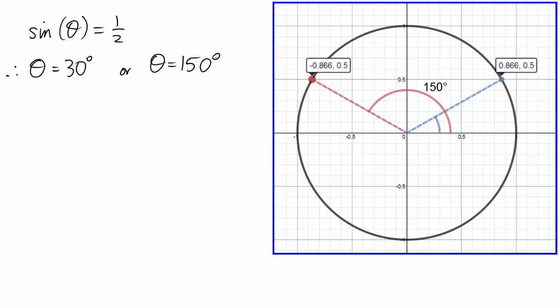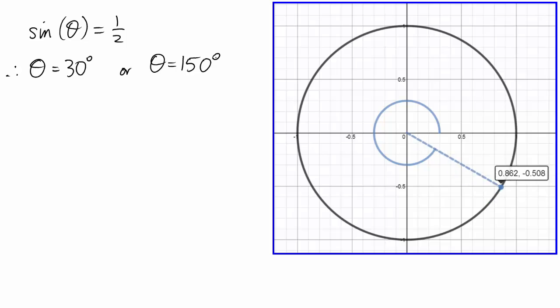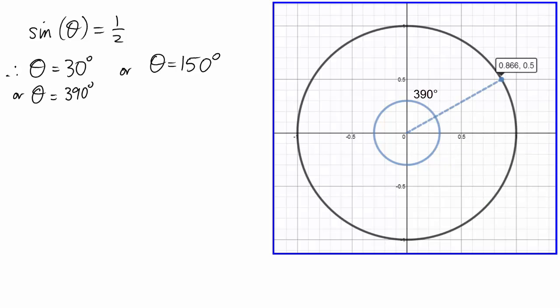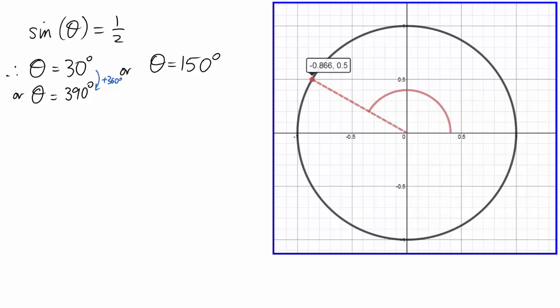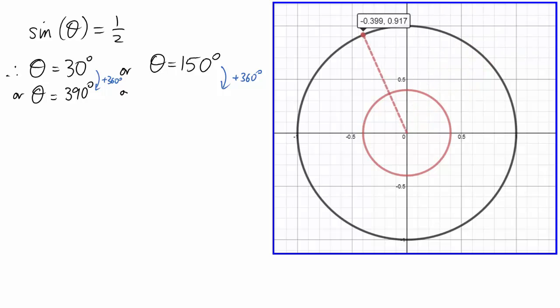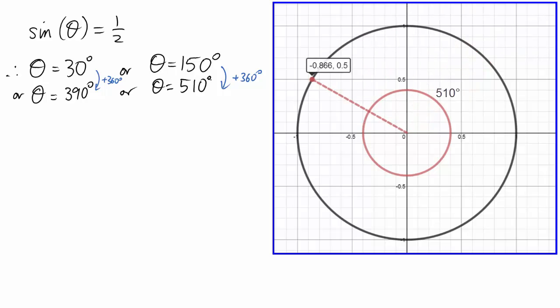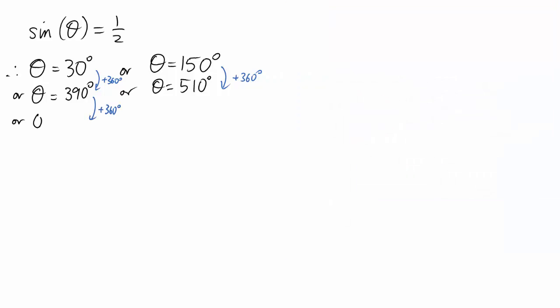These are the only 2 points on the circle with a y value of a half, but that doesn't mean there aren't other values of theta with a sine value of a half. Remember, you can go all the way around the circle and get back to the same point. So taking our angle of 30 degrees, we could add 360 degrees, bringing us to 390 degrees. And we can do the same thing with the solution 150 degrees to get theta equals 150 plus 360, which is 510 degrees. Obviously, we can keep on adding 360 degrees to these two basic solutions and we'll get more and more solutions. 750 degrees, 870 degrees, and so on.